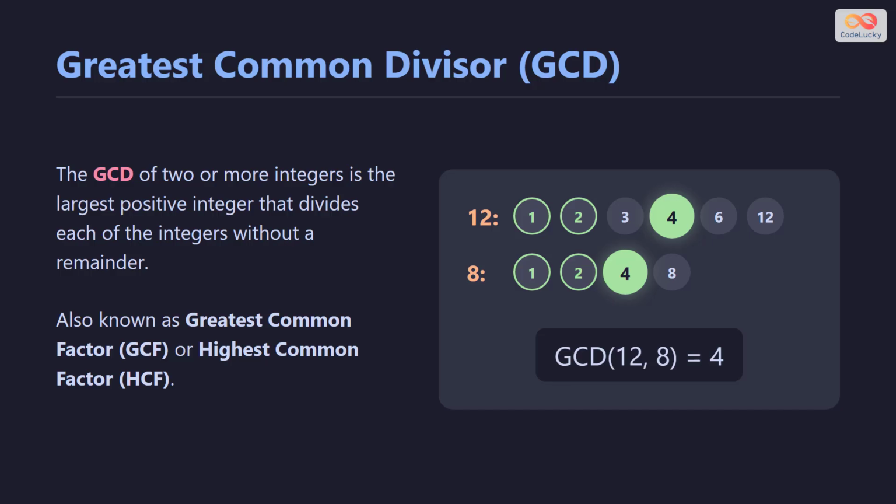So, what is the greatest common divisor? As the name suggests, if you have two numbers, the GCD is the largest number that is a factor of both of them. It is sometimes called the greatest common factor. Looking at the numbers 12 and 8, they share factors 1, 2, and 4. Since 4 is the largest among them, the GCD of 12 and 8 is 4.